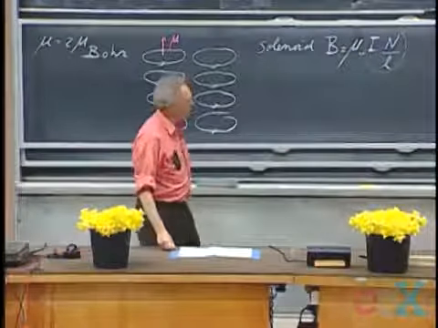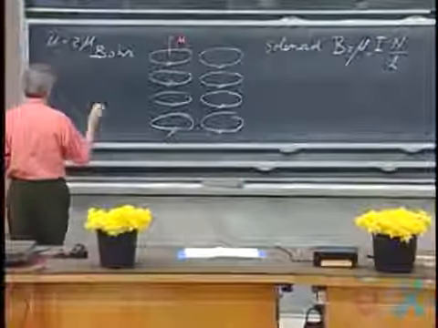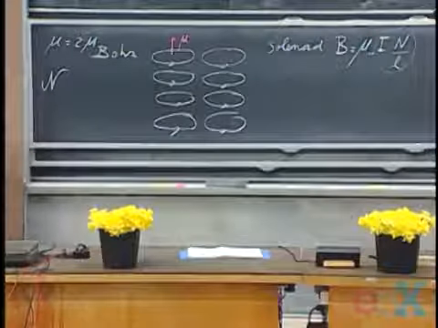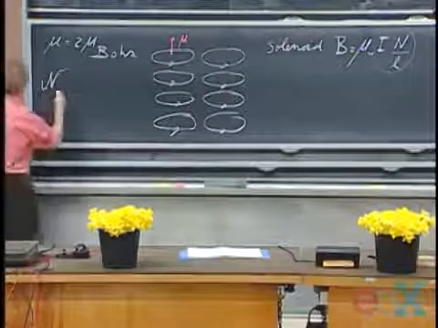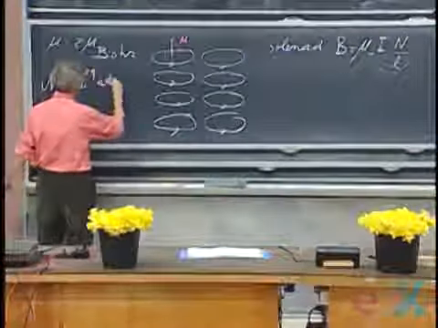I take a material which is not unreasonable, whereby the number density of atoms, which I call capital N, is about 10 to the 29. So this is atoms or molecules, whatever may be the case, per cubic meter.